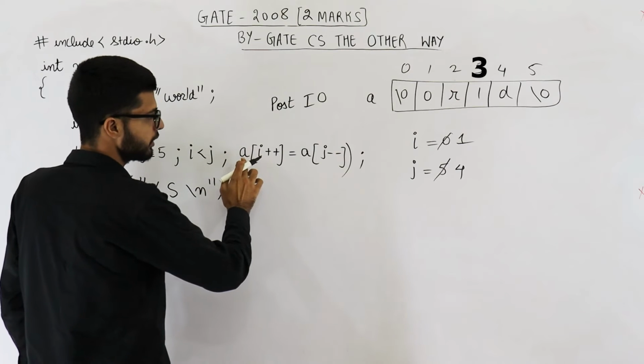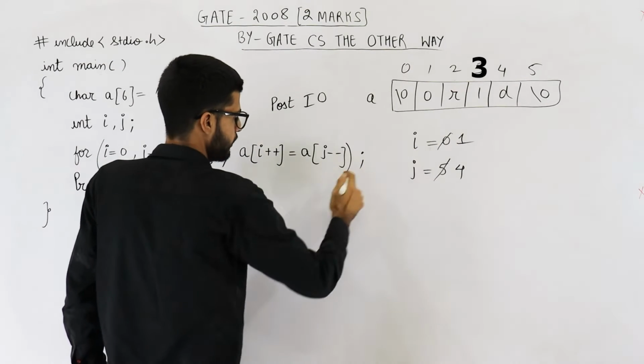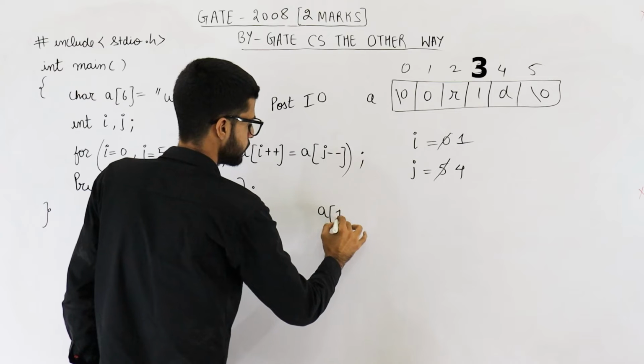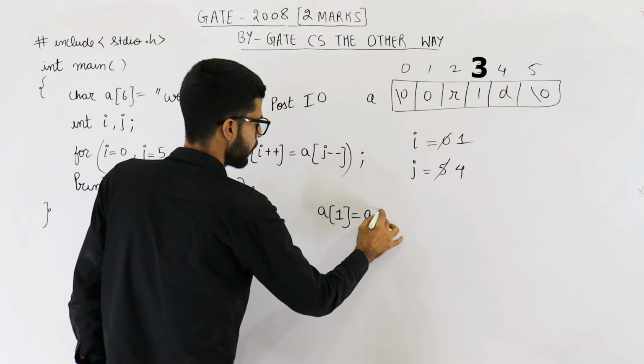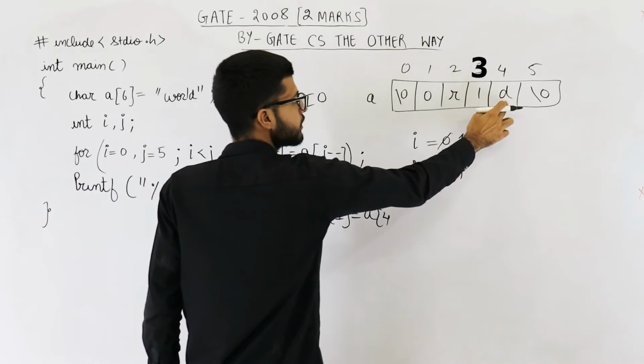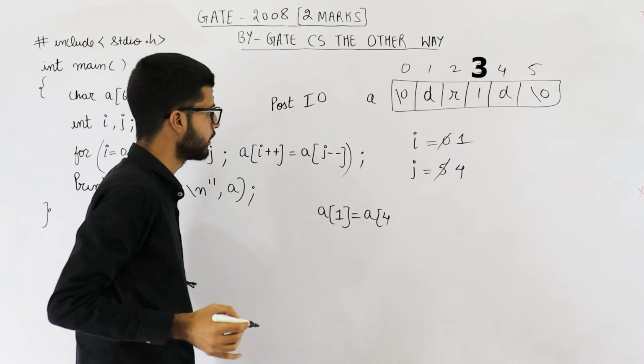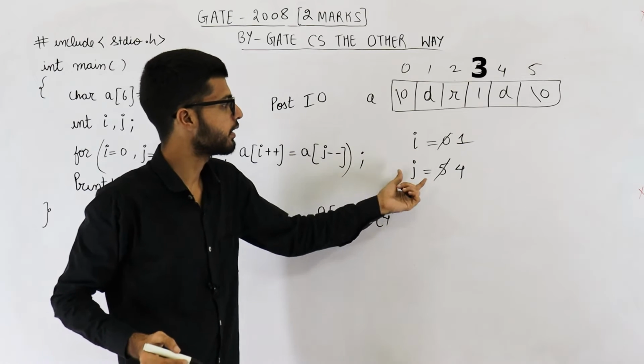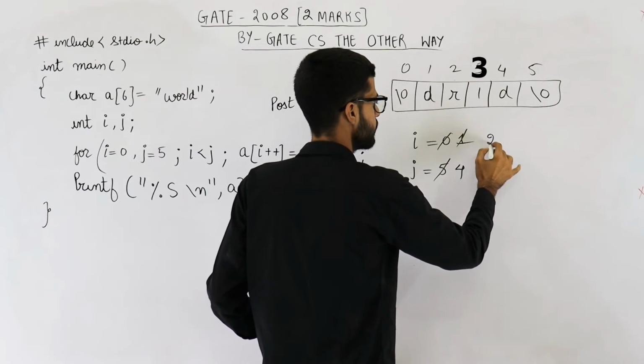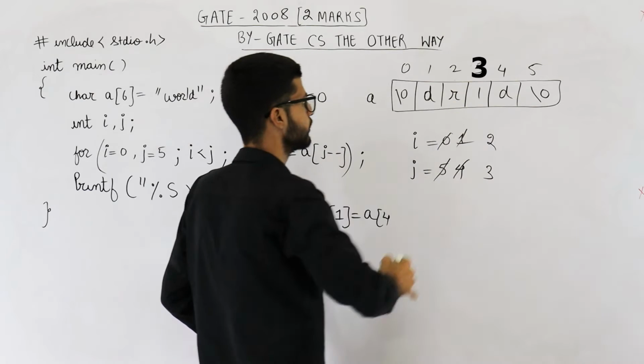This time what will happen? a[1] is equal to a[4]. So this is copied here. Okay, like this. Then just increment i and decrement j. i becomes 2, j becomes 3.